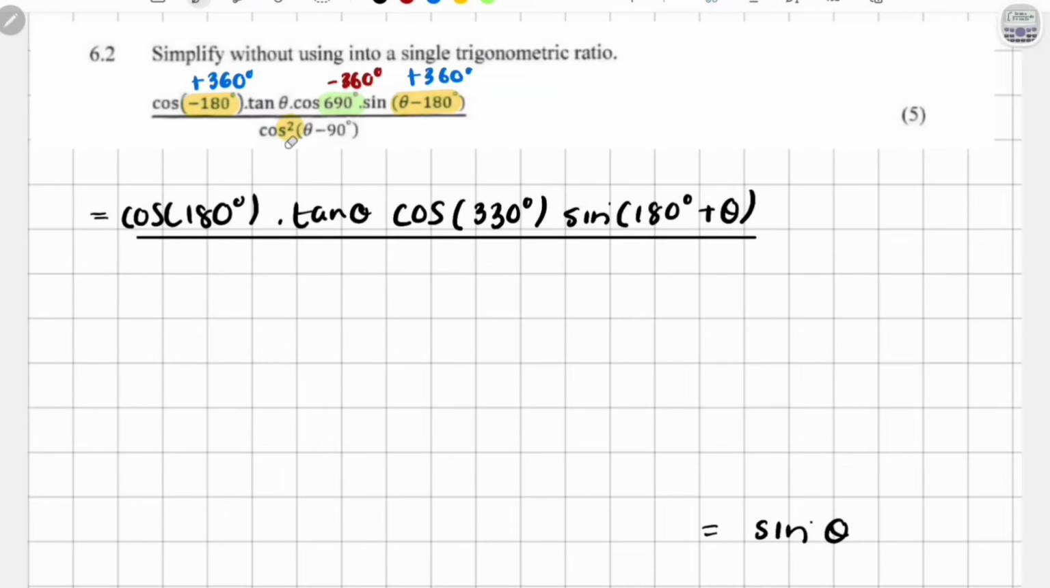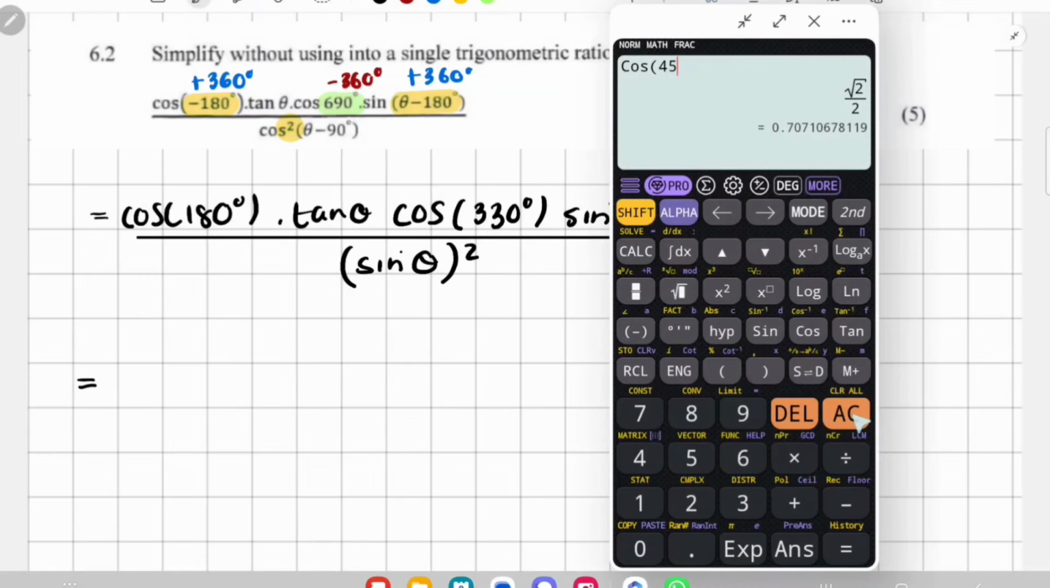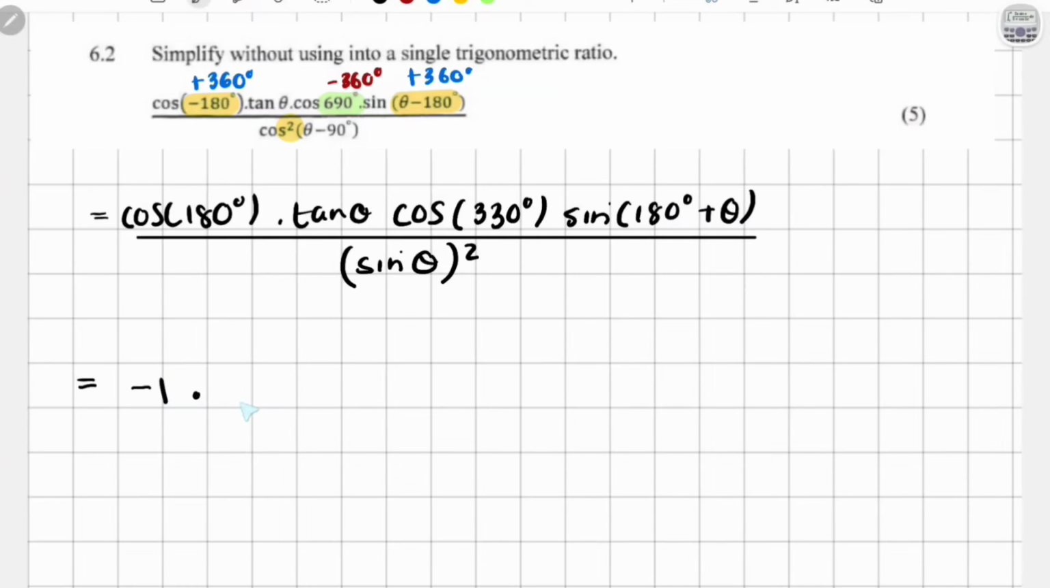So meaning whatever answer you get for cos of theta minus 90 degrees, which we now know is sine theta, you would square that. Okay, and so that of course gives you sine squared theta. Okay, so this is equal to cos 180. When you have an angle like this, don't worry, you don't have to really use the reduction. They will not penalize you. You can put that onto the calculator. Okay, so cos of 180, that is just negative 1. So that's negative 1 multiplied by, and we have tan of theta, and then cos 330 degrees.